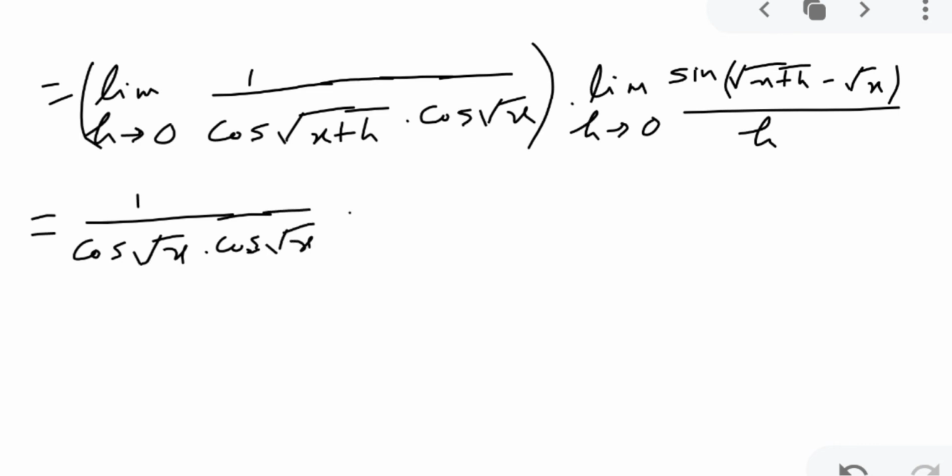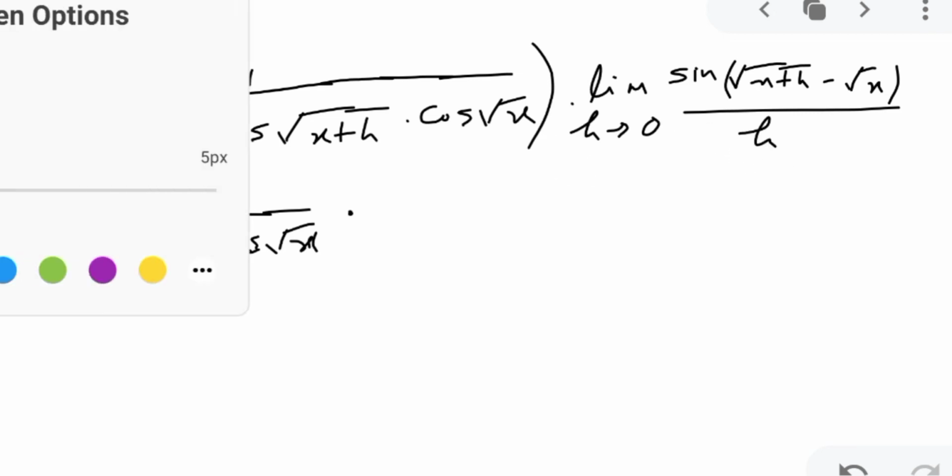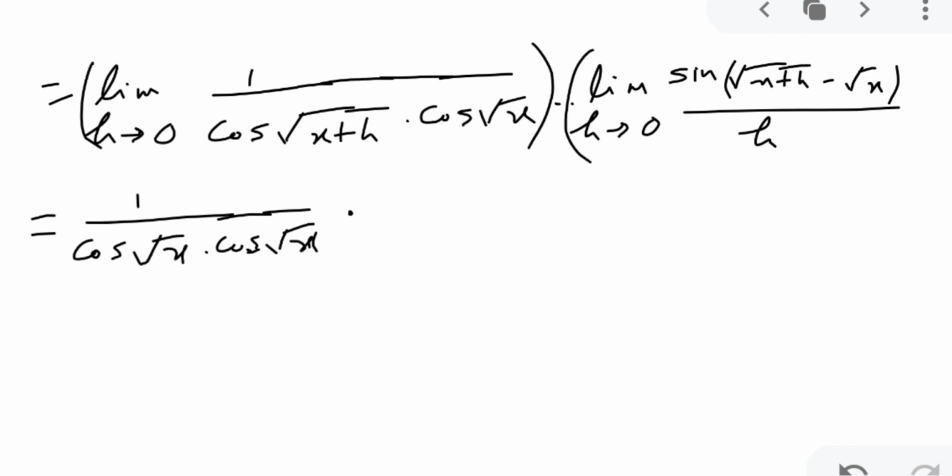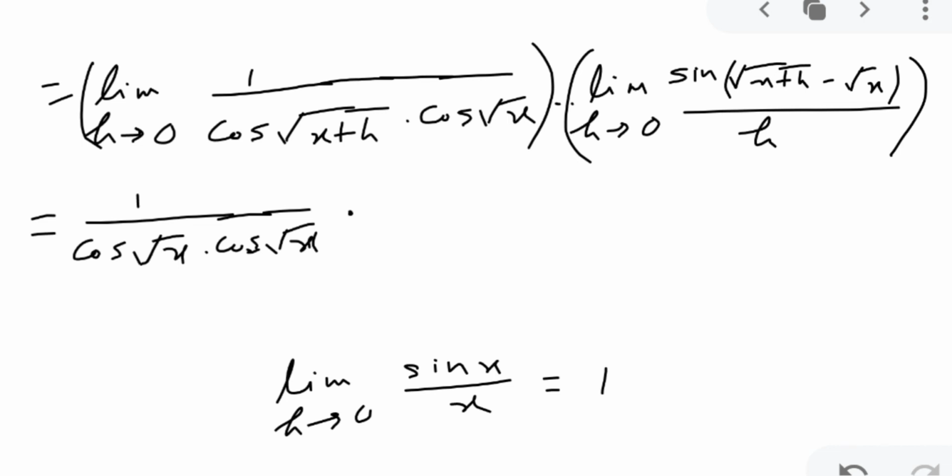First one is done. Now the second one, again you are getting 0 upon 0 form, so I have to simplify this. We know one formula. Which formula do we know? We know limit h tends to 0, sin x upon x is equal to 1. But here in the numerator it is root over x plus h minus root x, and below is h. So I have to do something with h.